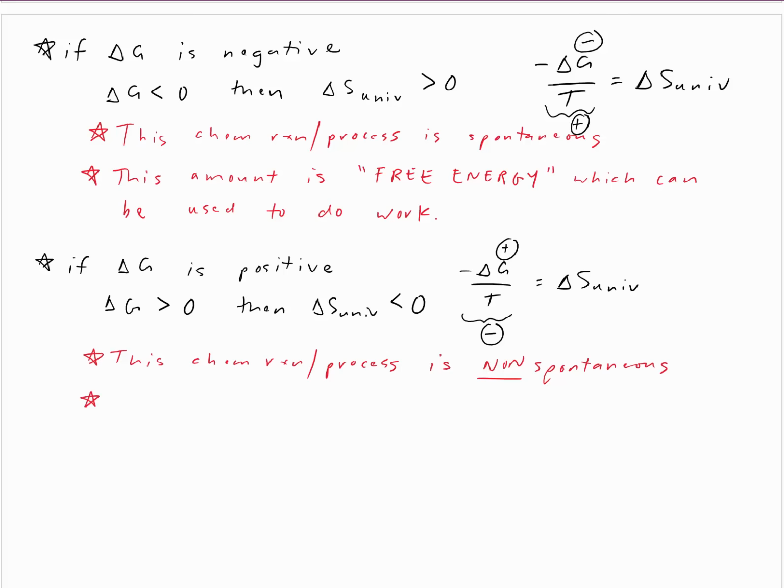Okay, and this amount must be supplied as energy to make whatever process that you calculated the positive delta G for happen. So this amount must be supplied to make the positive delta G process work or happen.